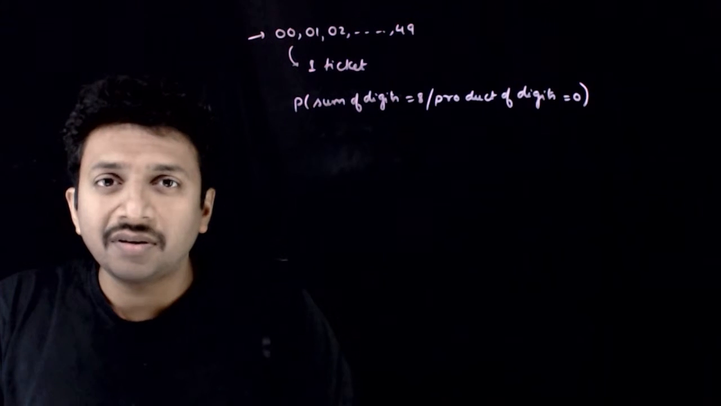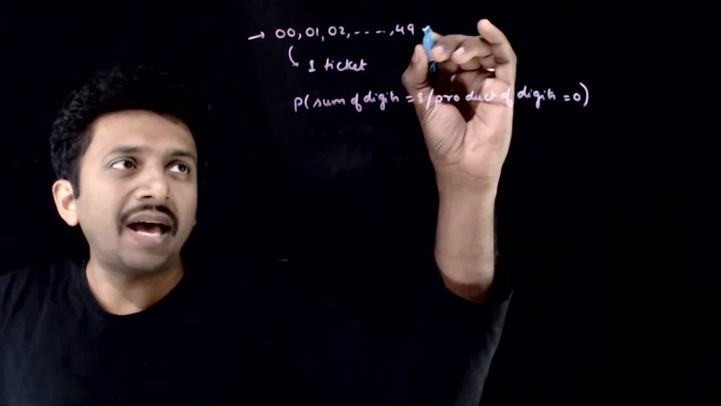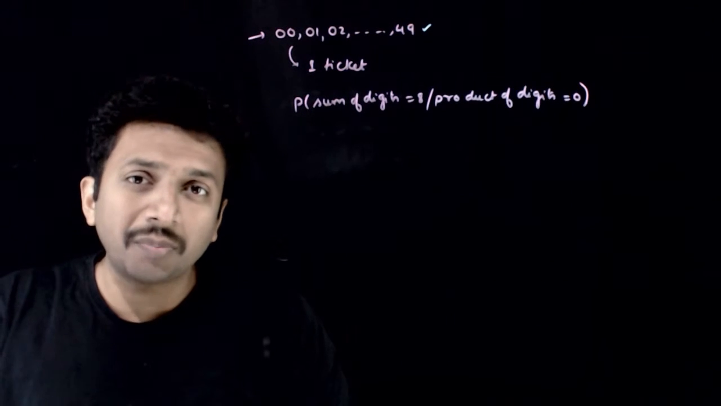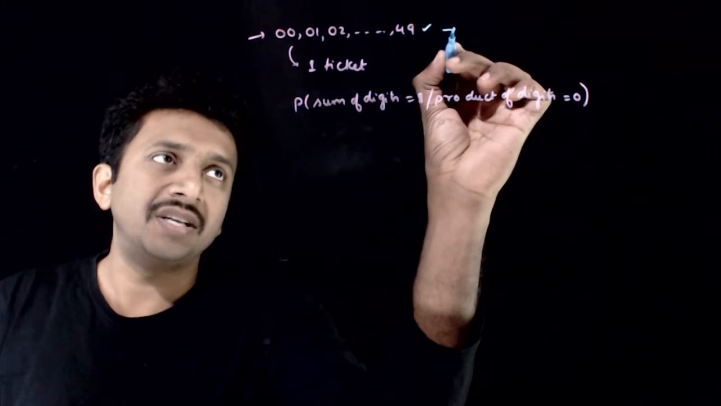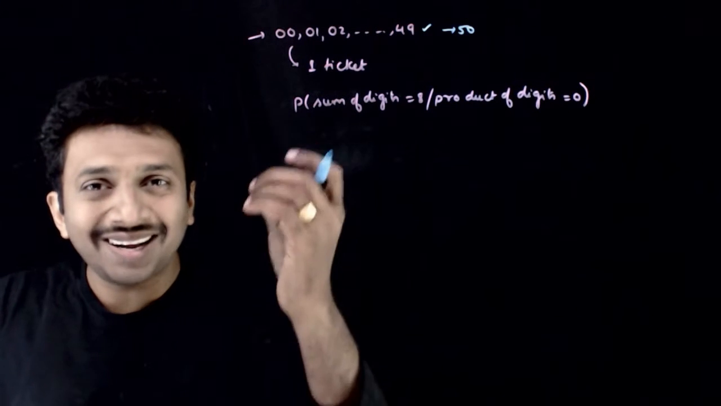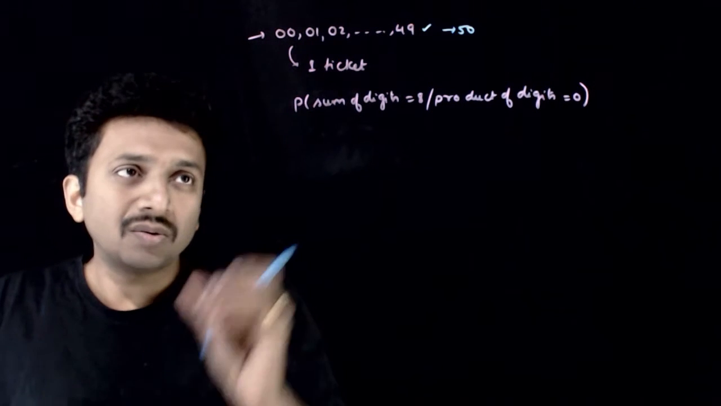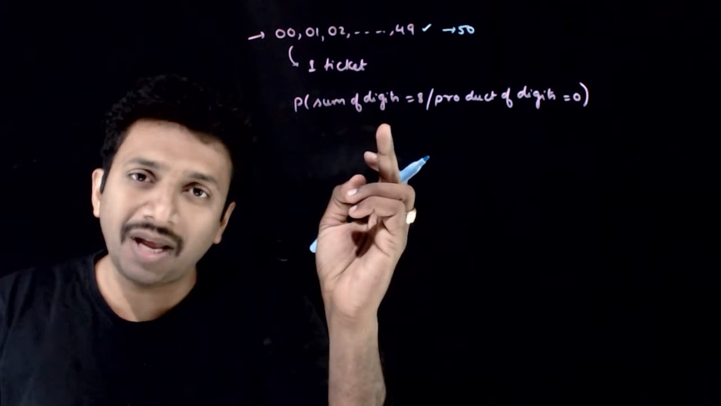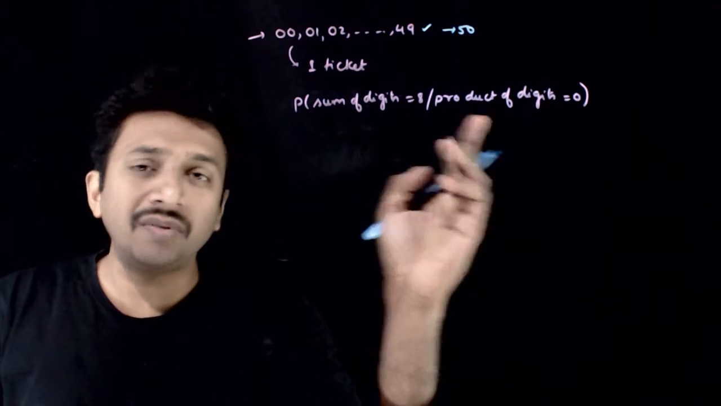So welcome students. In this question, given that you have tickets numbered 00, 01, 02, so on up to 49. You have 50 of these tickets. Now one ticket is randomly chosen from this. So what is the probability that the sum of the digits of the number of the ticket is equal to 8 if it is given that the product of the digits is equal to 0?